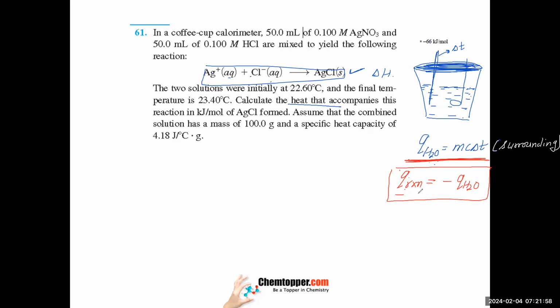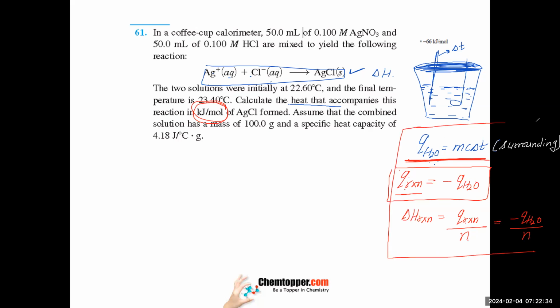But the question is not asking for Q reaction. They're asking for delta H reaction. But delta H reaction is Q reaction divided by the number of moles, kilojoules per mole or joules per mole, see, per mole. And this Q reaction you can replace by minus Q water, so delta H is minus Q water over n. I will use this concept in this cup calorimeter experiment.